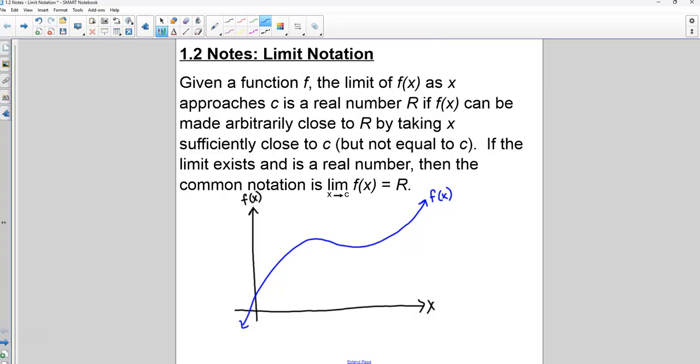Okay, and so it tells us that we've got a function f, and we've labeled our axes. It says the limit of f of x as x approaches c. So that means there is some number on the x-axis called c, right? C is just a variable. So I'm going to put a c right here.